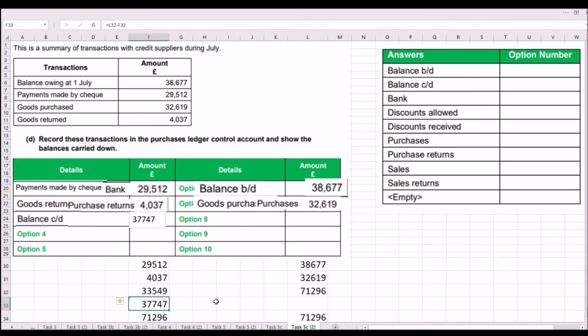You know, do your question rather than just do the question twice. Just set up your question in a way that you know that that's the right answer. That's the balance carried down.